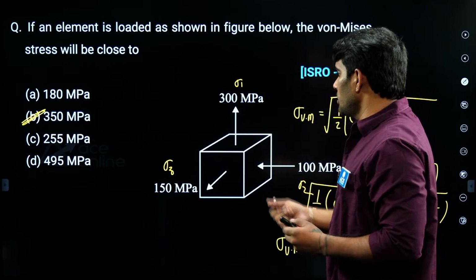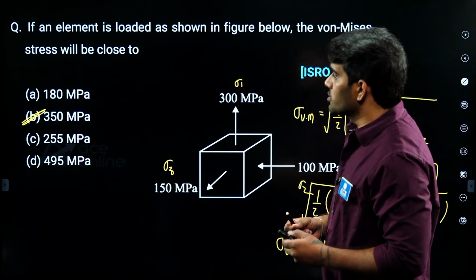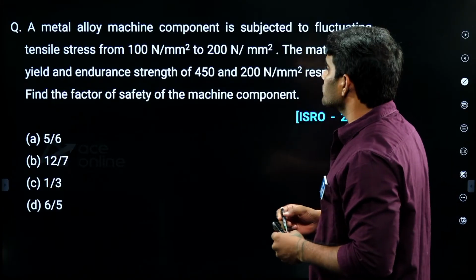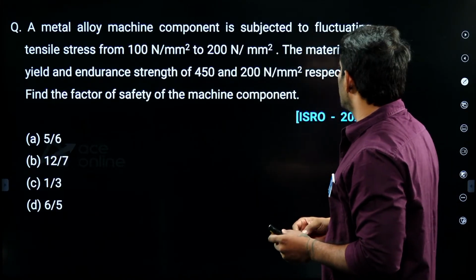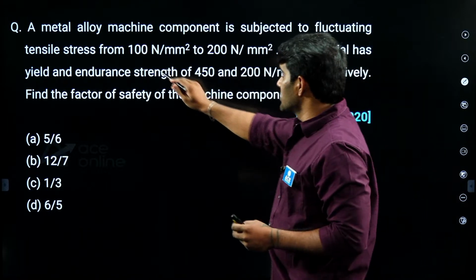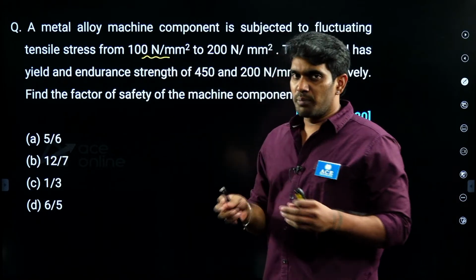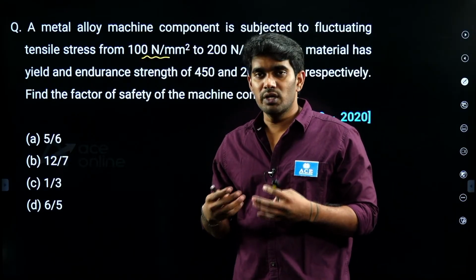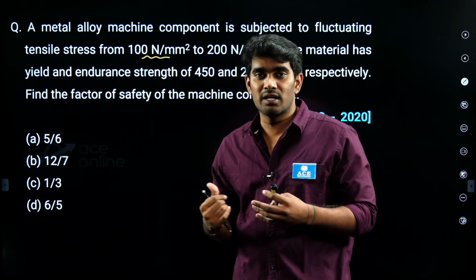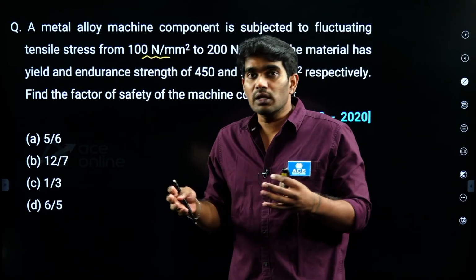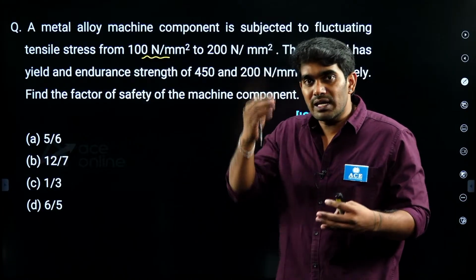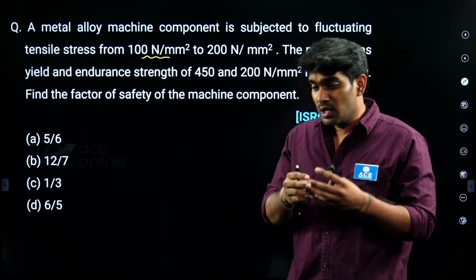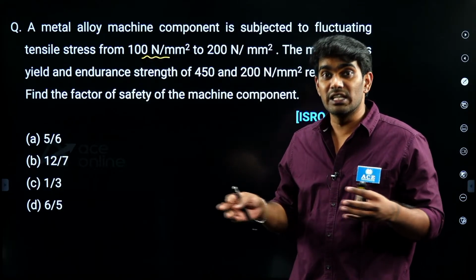Okay, moving ahead, let's go to the next question. Read this question carefully. A metal alloy machine element is subjected to fluctuating tensile stress. I'll not complicate. I'll try to solve any question in limited steps. That is how you need to solve questions even in these kind of competitive exams. You should not take many steps. You should not write the equations and then substitute the values in them. Don't waste your time writing the equations.